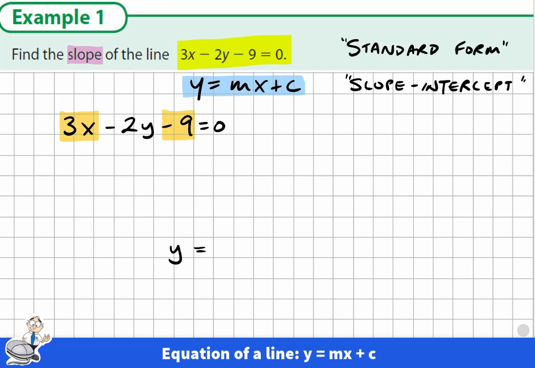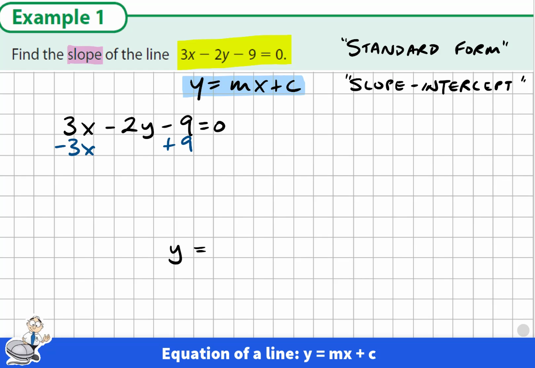So I take away 3x. That's it. I can take away 3x from both sides. I don't want a negative 9 there. What could I do to both sides of the equation? Add 9. So that's what I'm going to do. To both sides of this equation, I'm going to take away 3x and I'm going to add 9.